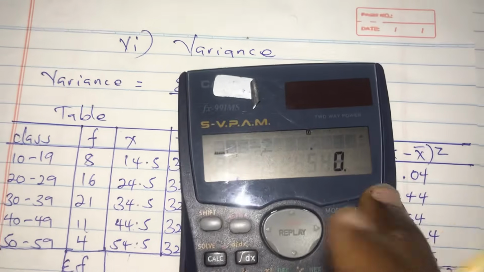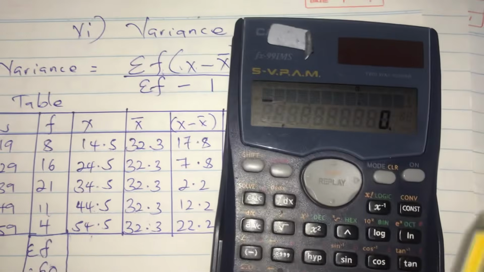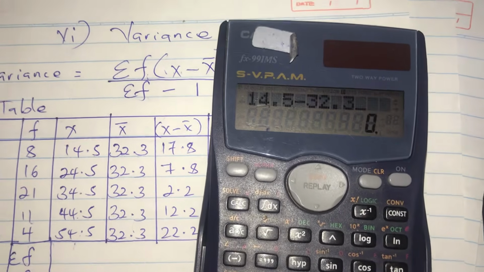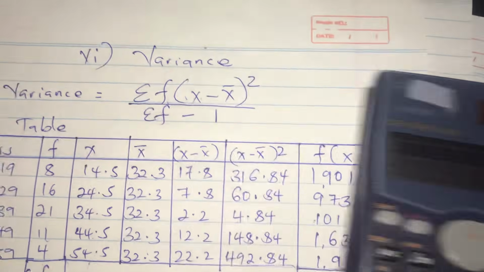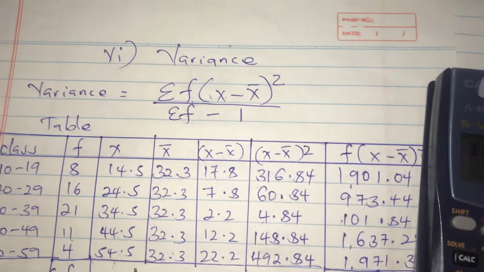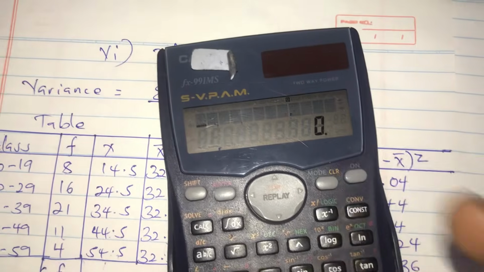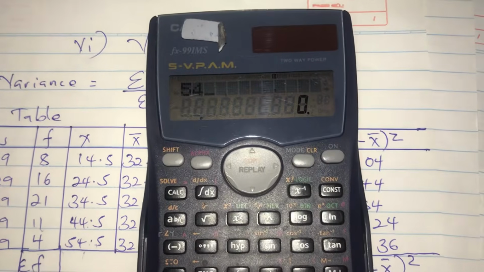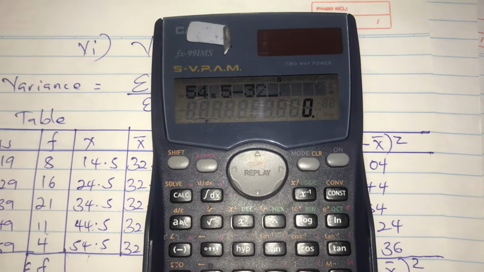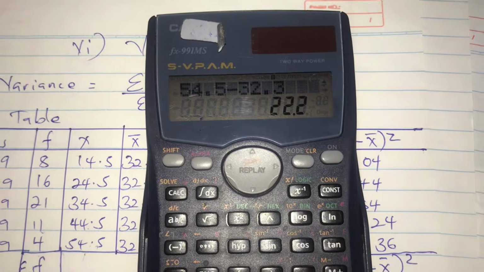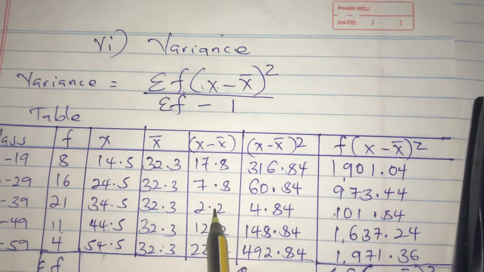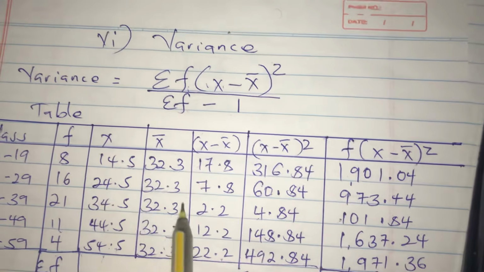So we do it. x is 14.5 minus 32.3, which is negative 17.8. But we ignore the negative and only put 17.8. Let's do the last one. 54.5 minus 32.3, which is 22.2. So we do the same thing for this, x minus x bar.